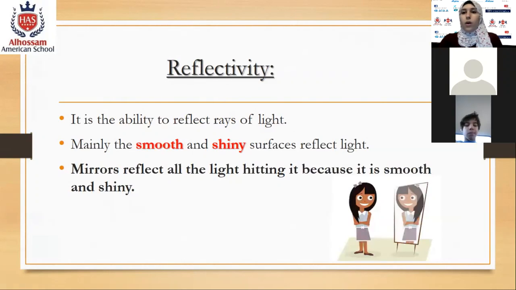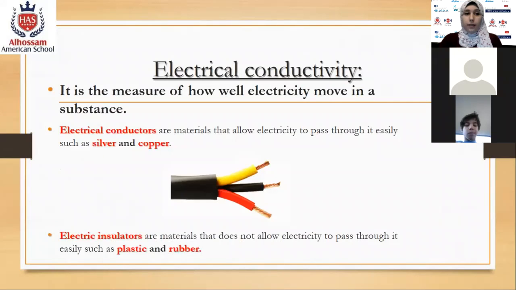Now, electrical conductivity. We also talked about electrical conductivity, and we said it's the measure of how well electricity moves in a substance. Materials are classified into electrical conductors and electrical insulators. We said that electrical conductors are materials that allow electricity to pass through them. Conductors allow it; insulators prevent it or do not allow it.